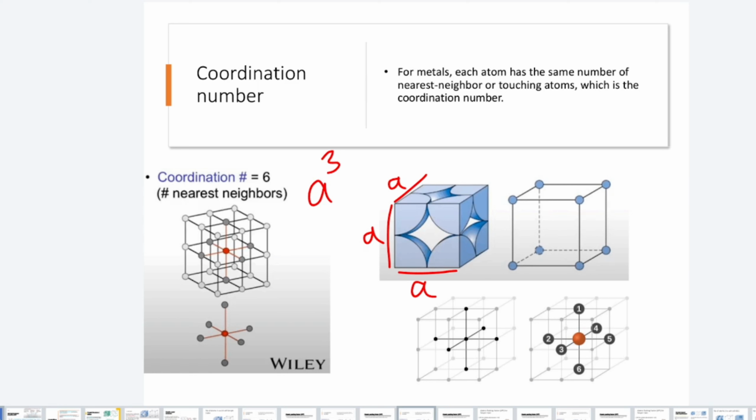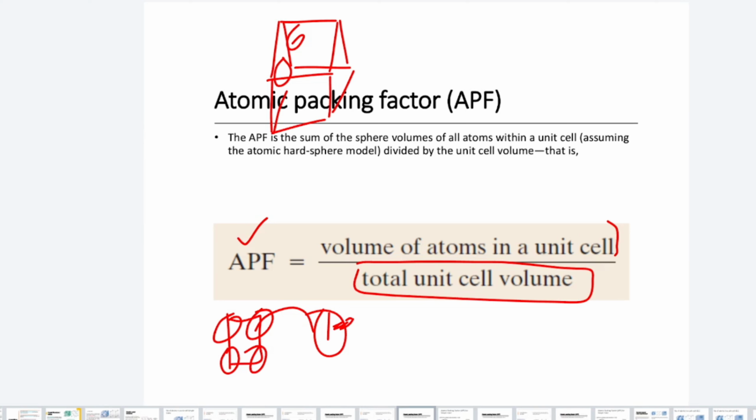And the volume of the atom within the unit cell? We count the volume of this part, plus this part, plus this part, and so on. We are not counting the free space in the volume of the atoms, but in the total unit cell volume, the free space is included. So it is important to know how many atoms are there. If there is one atom, we take the volume of only one atom. This is known as the atomic packing factor.